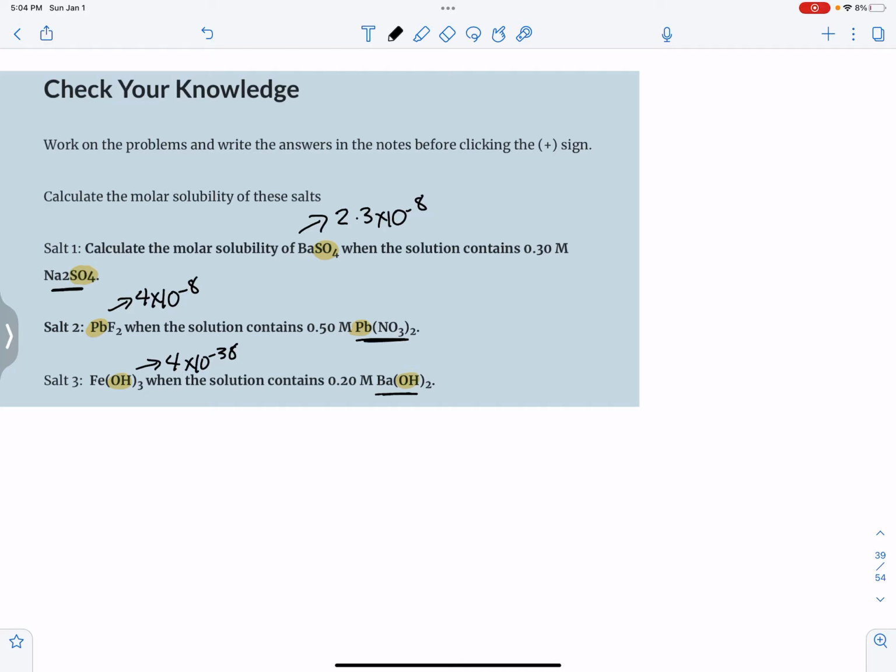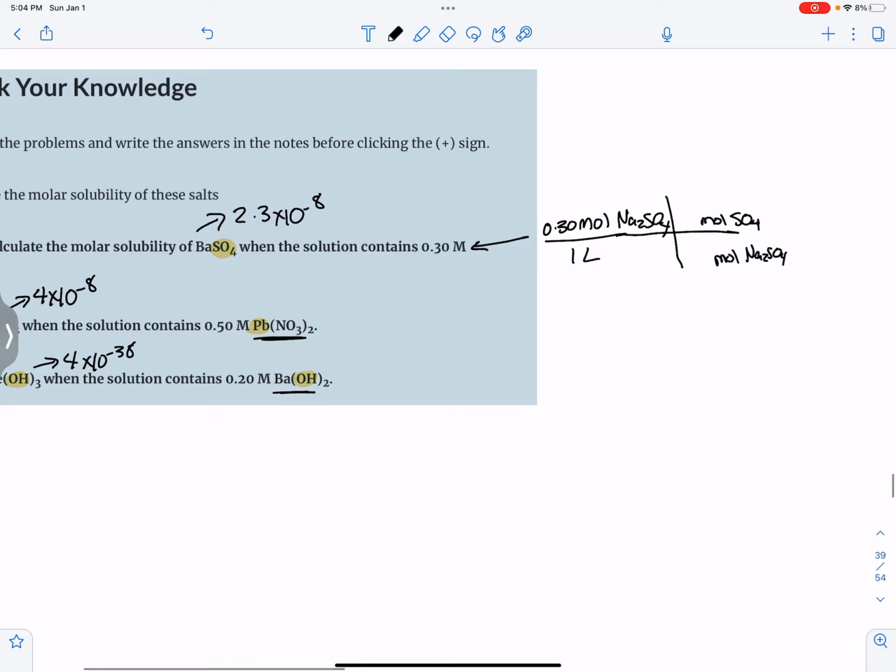Then I'll fill in the ICE chart. So if I have 0.3 molarity, that's the same thing as moles in 1 liter, of Na2SO4. If I want to know the molarity of the common ion, which is the SO4 part, I convert moles of Na2SO4 into moles of SO4. Notice that it was a 1-to-1 ratio. There's an understood 1 there, not a parentheses with another number. So there's just one of those and one of those. So that molarity of the SO4 is still 0.3.